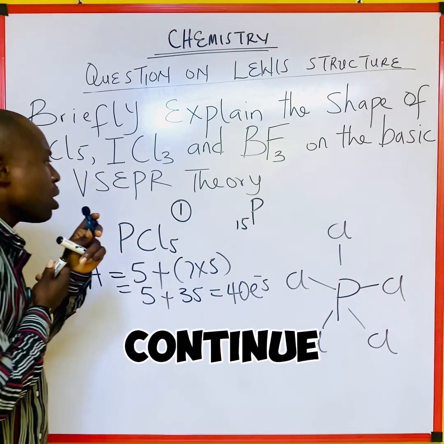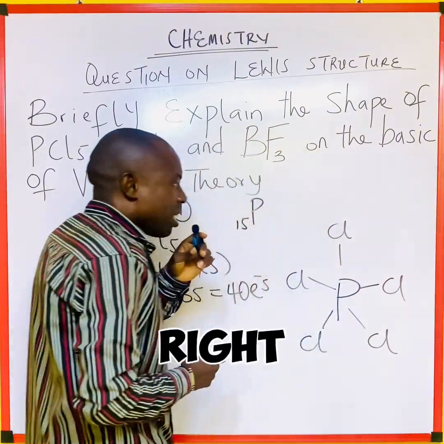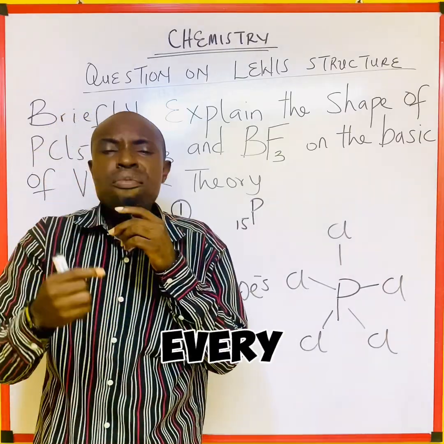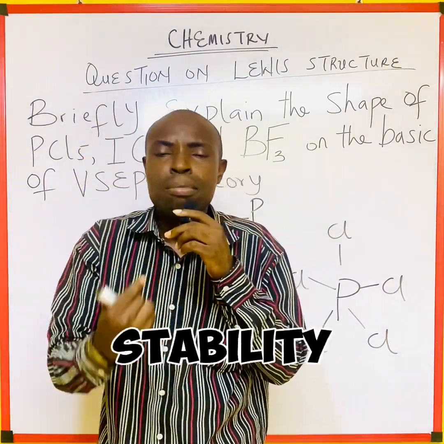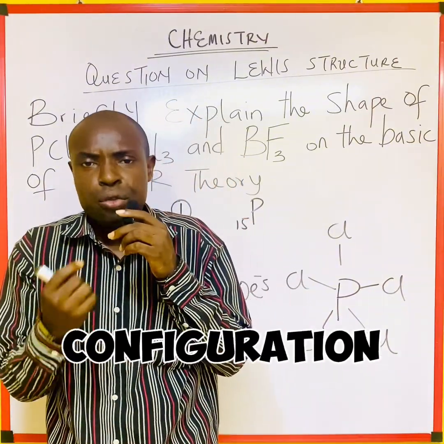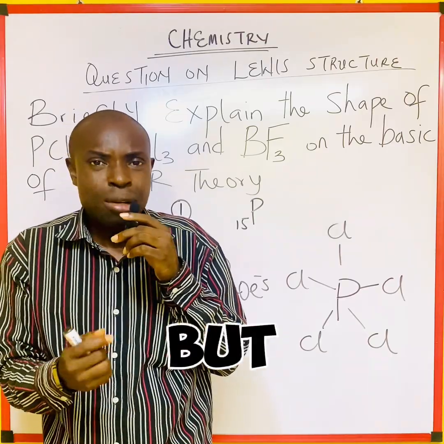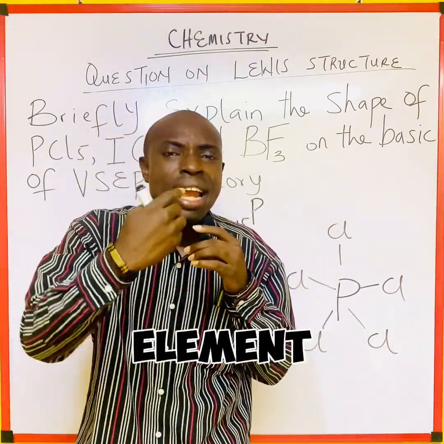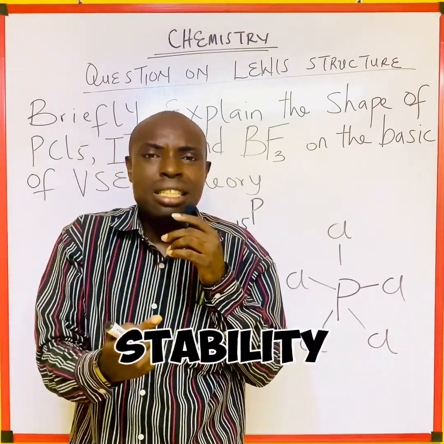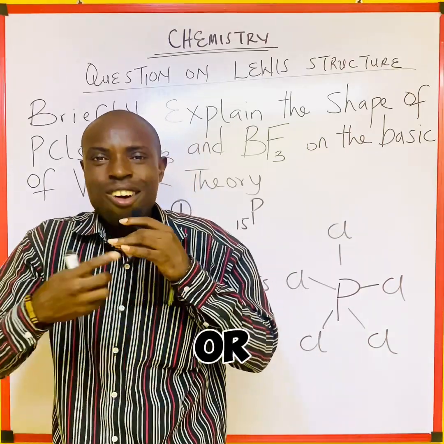Now let's continue. Take note, we have been able to give it one bond each. The next step is to complete the octet, because every element wants to attain stability by attaining the duplet and octet configuration, even though there are a few exceptions. Is that clear now? The sole idea is that every element wants to attain stability, and by attaining stability, we simply mean that they want to attain their duplet and octet form.